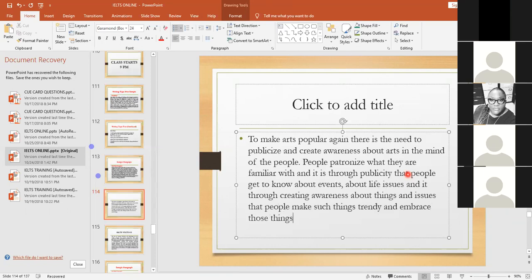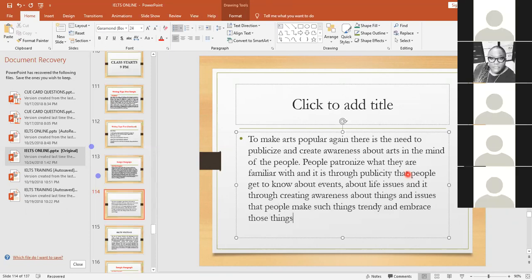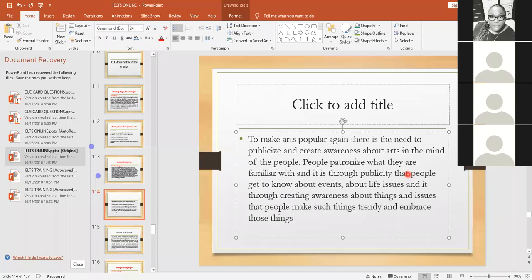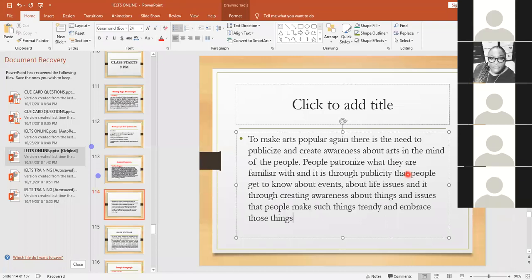I am writing on how to take care of the eyes as much as possible. I am saying that people patronize what they are familiar with, and it is through publicity that people get to know about events and life issues. It is through creating awareness about things and issues that people make such things trendy and embrace them.